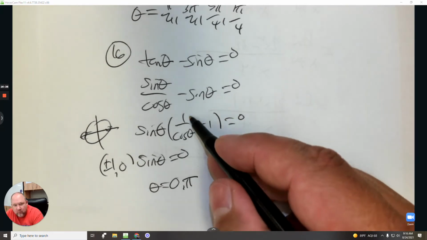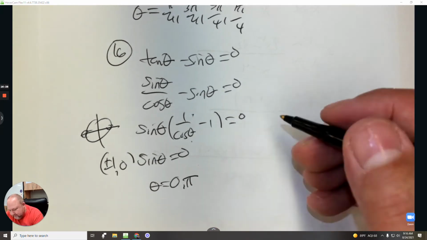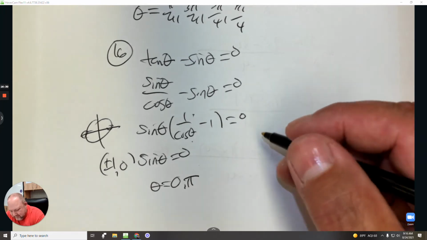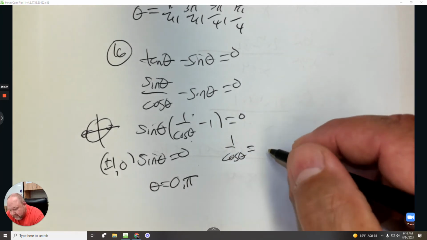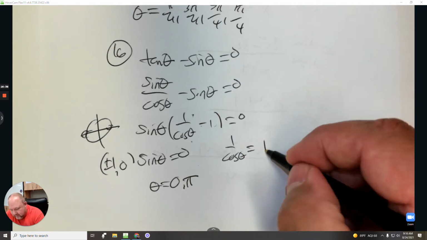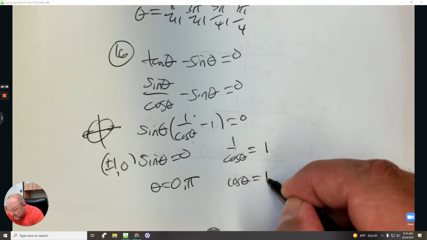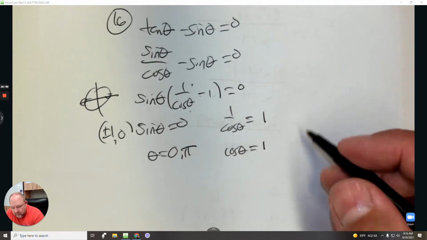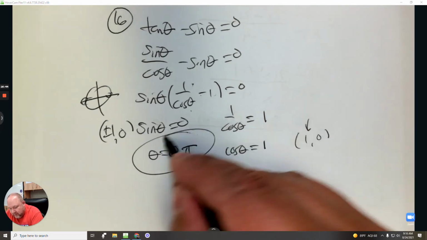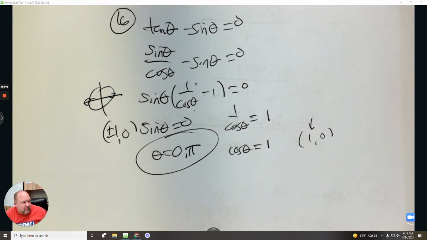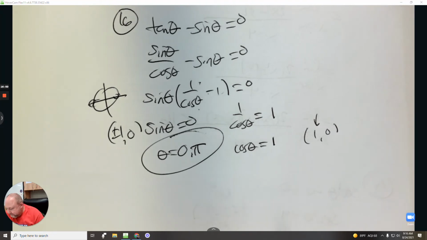For the second one, 1 over cosine is the same as secant. 1 over cosine theta equals 1, so when you do the reciprocal, it still stays 1 on both sides. So when is the x value 1? And the answer is at 0. We already have that, so the only two angles are 0 and pi. Number 17.